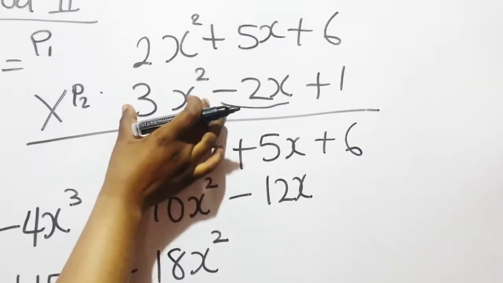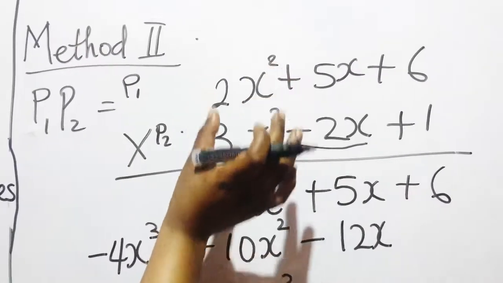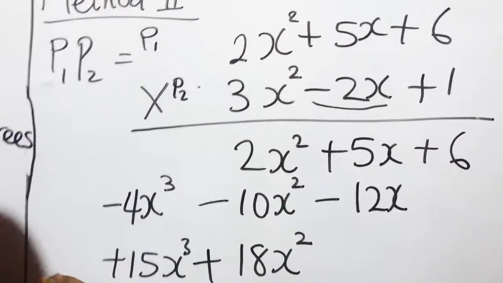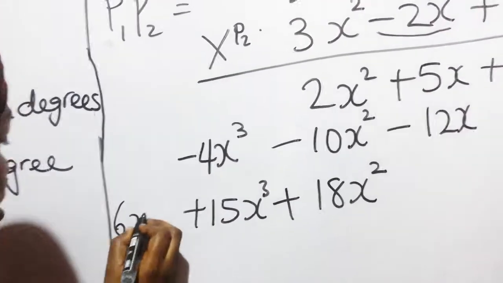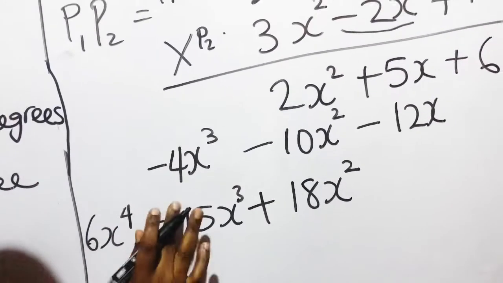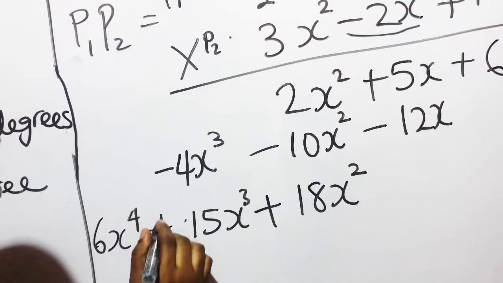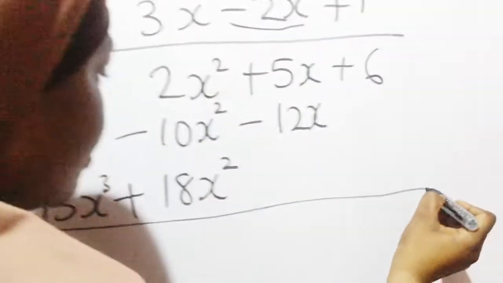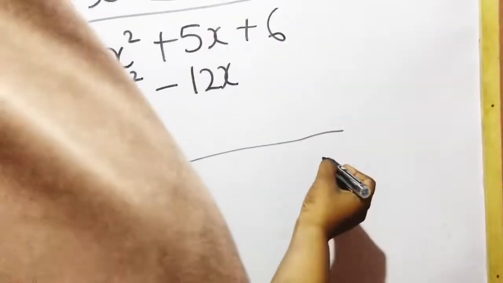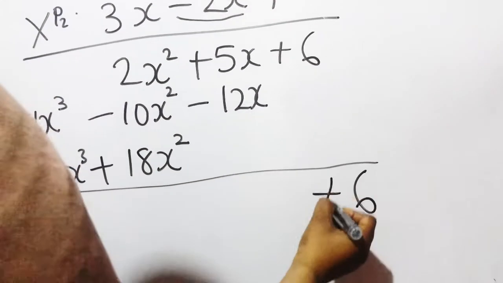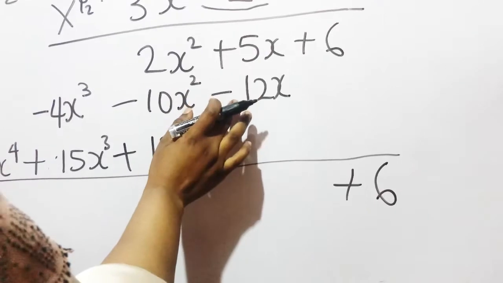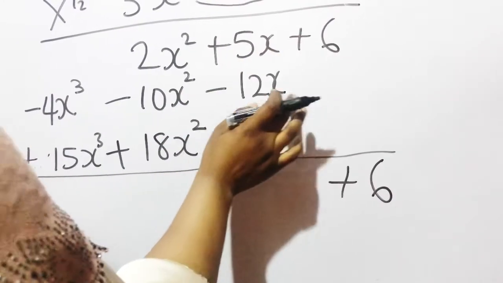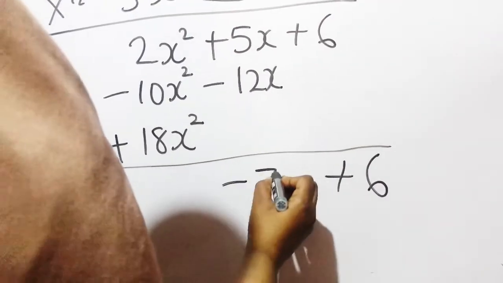Plus 3x squared multiplied by 2x squared gives plus 6x raised to power 4. So 6x raised to power 4. Remember that there's plus there. So we're going to add everything together. So we have 6, plus 5x minus 12x gives minus 7x.